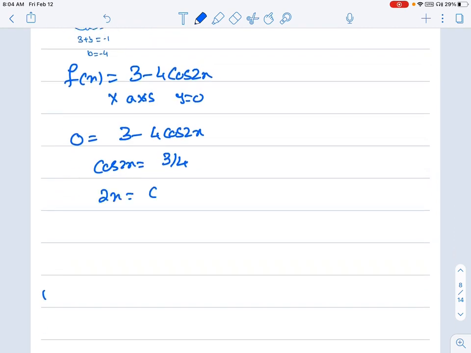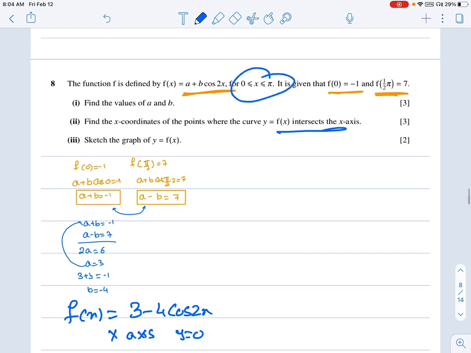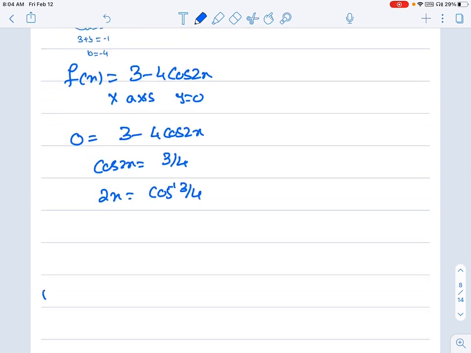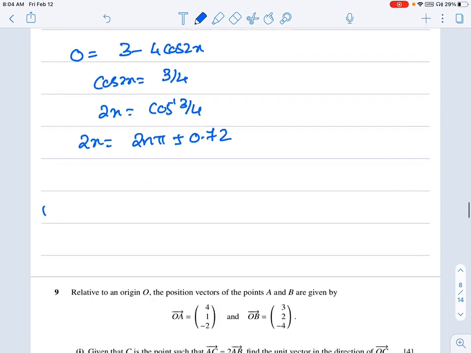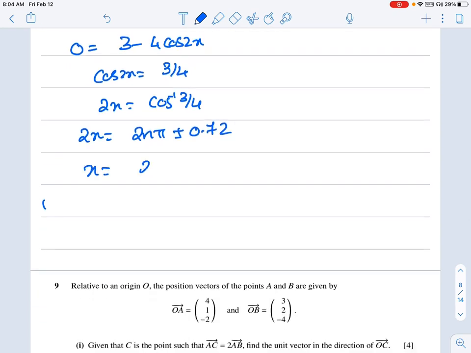So 2x is equal to cos inverse 3 upon 4. Then use the mode of the calculator in radians because it is given 0 to pi. So radians. Cos inverse 3 upon 4 gives me 0.72. So 2x is equal to 2n pi plus or minus 0.72. For cos it is 2n pi. So x is equal to the general solution. I have written the general solution: 2n pi plus 0.72 by 2, comma, 2n pi minus 0.72 by 2.